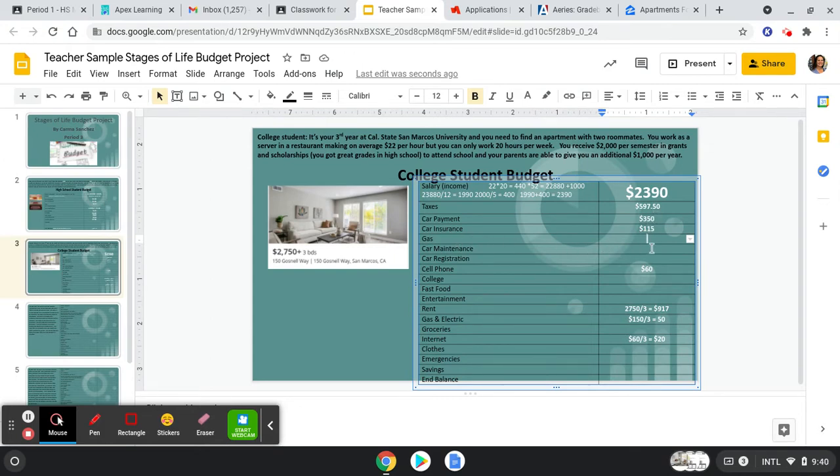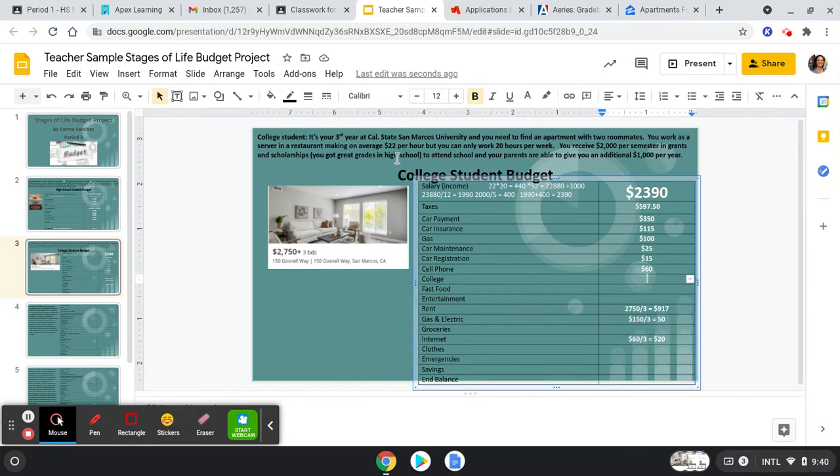Your gas per month, because you're driving all the way over to Cal State San Marcos, maybe it's $100. Depends on how close your apartment is. And car maintenance or car registration, let's just put in like $15 a month for car registration. Car maintenance, who knows, maybe like an oil change every once in a while, etc., if your car is pretty new. And then to go to college, let's see here, you work as a server in a restaurant.